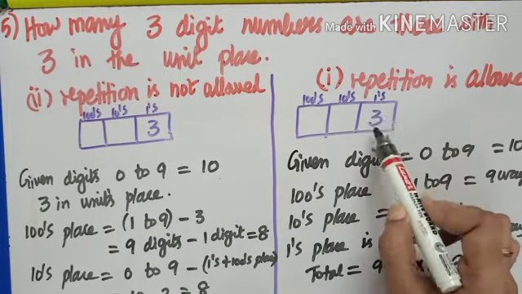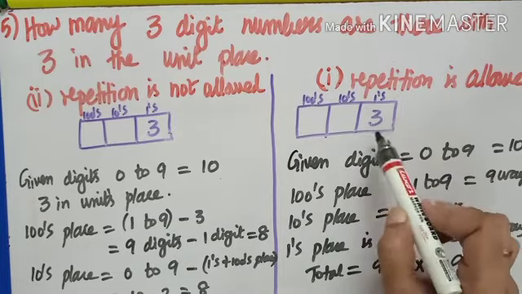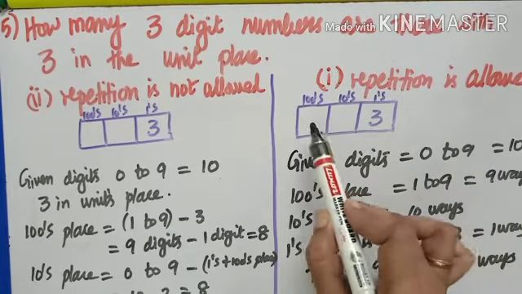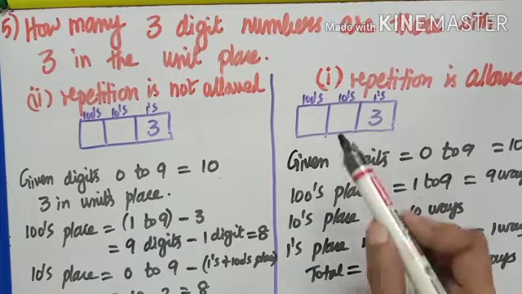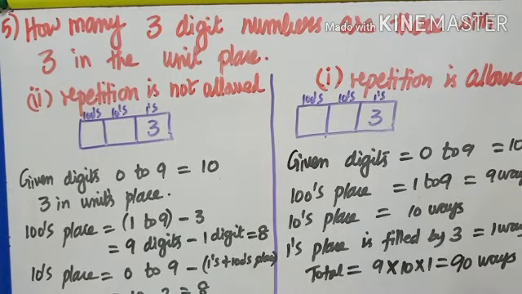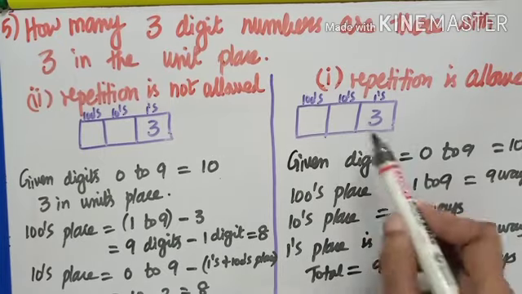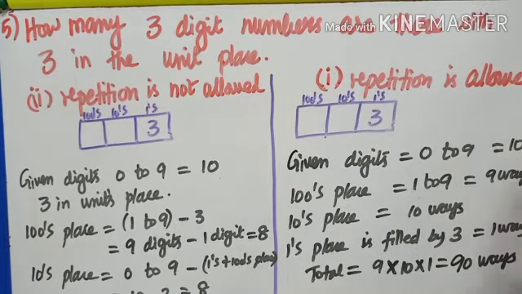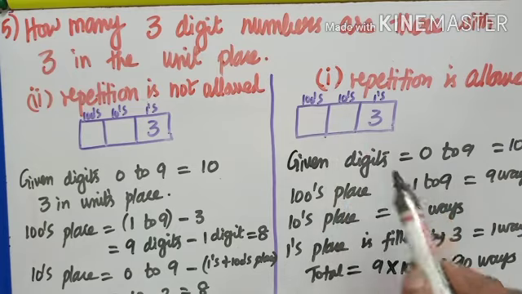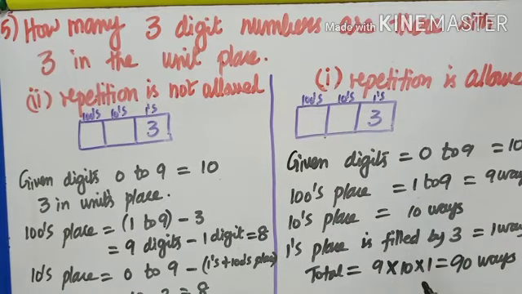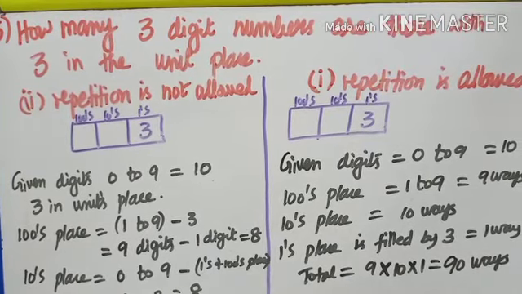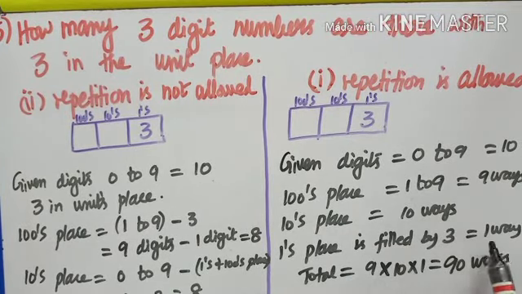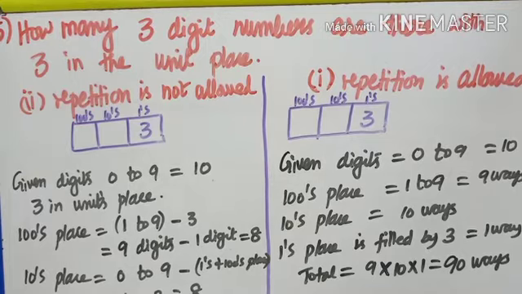3 is filled already in one way. There is no other change. 3 is fixed. This place 9 ways. Tens place no condition. Repetition allowed. Any number can come any number of times. So all the 10 digits can have a chance to come here. 10 ways. So what is the total? 9 into 10 into 1, that is 1 way. 9 into 10 into 1, which is 90 ways.